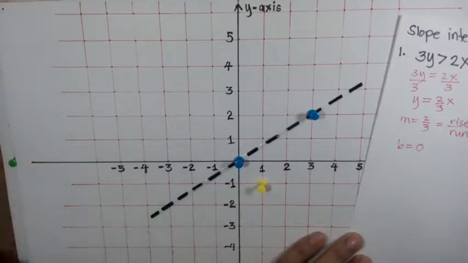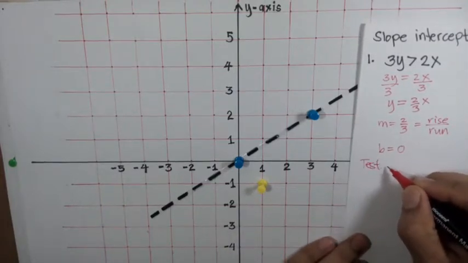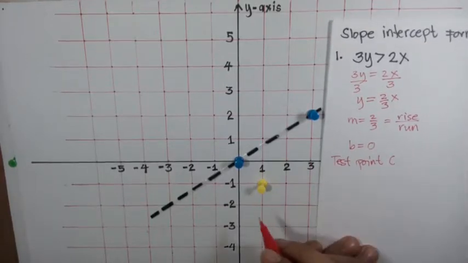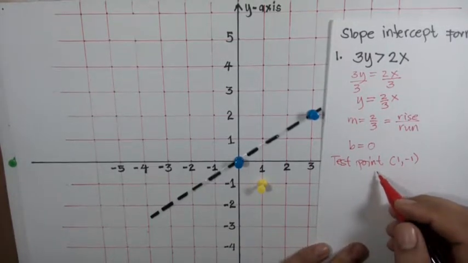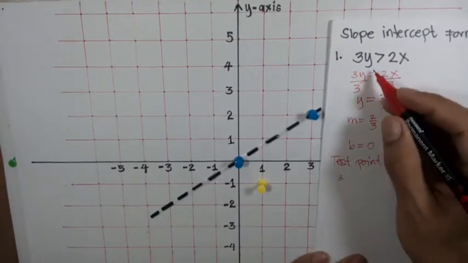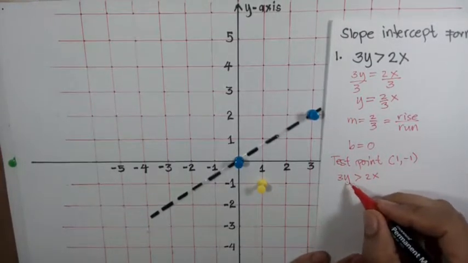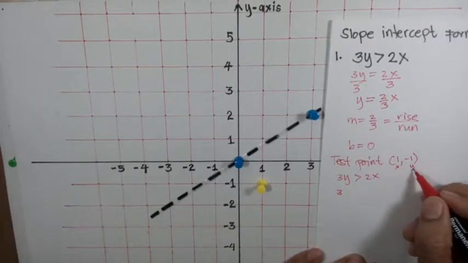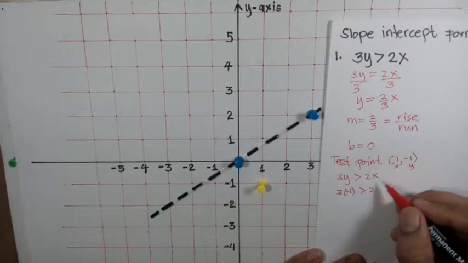We choose this one as my test point. The test point which I choose is 1 and negative 1. Now, let's test whether it is a solution of the given inequality or not. First thing that we are going to do, you copy that one: 3y is greater than 2x. And then, you replace y and x. This is our x coordinate, and this is our y coordinate. So, we have 3 times our y coordinate, that is negative 1, is greater than 2 times our x coordinate, that is 1.